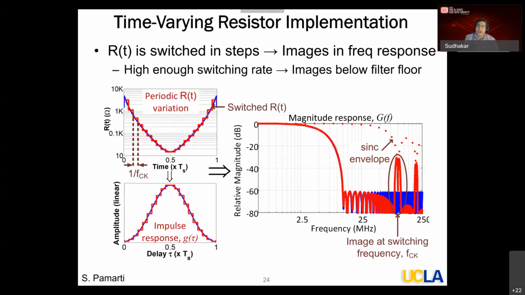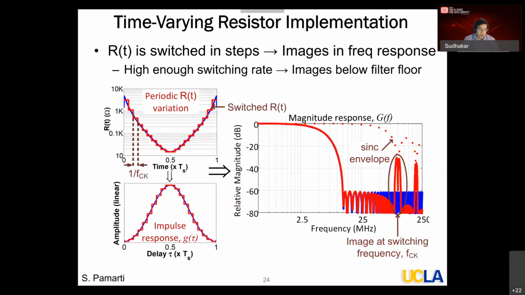But if you have a high enough switching rate, then the images can be easily pushed below the filter floor. So in our chips that we have built so far, as I'll show shortly, we can change the R of T at about a gigasample per second or so. In modern technologies, switching a resistor at a gigasample per second is fairly simple. It doesn't even consume much power because modern technologies' switching speeds are really, really good, right?